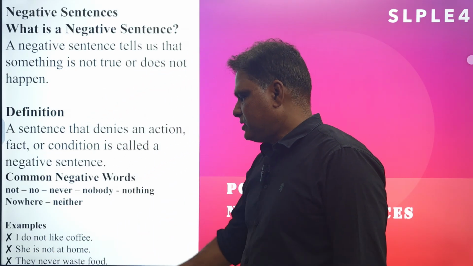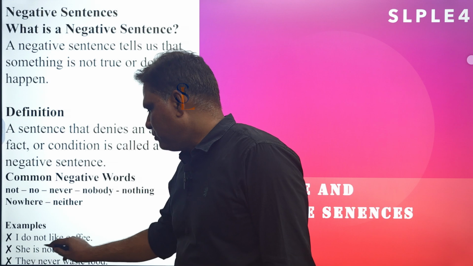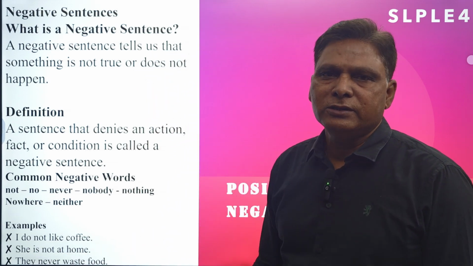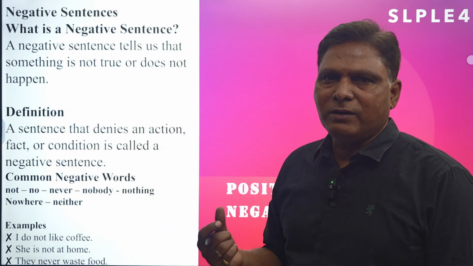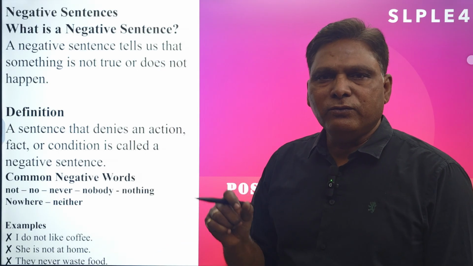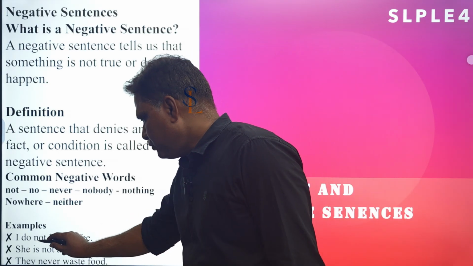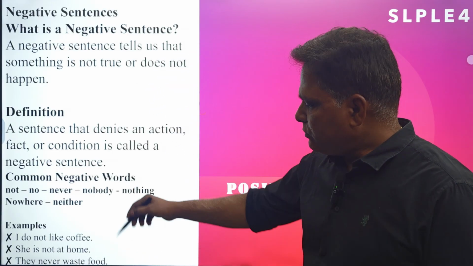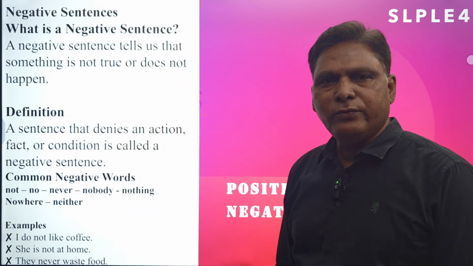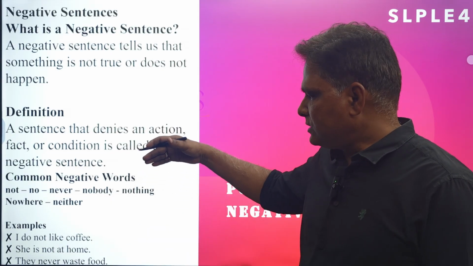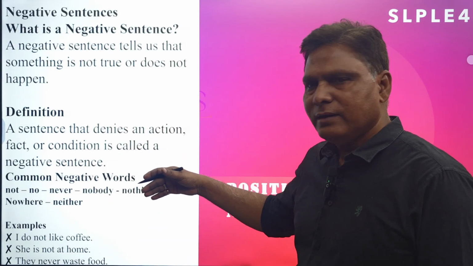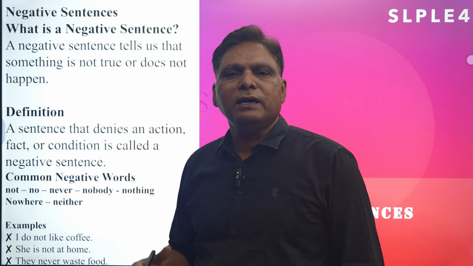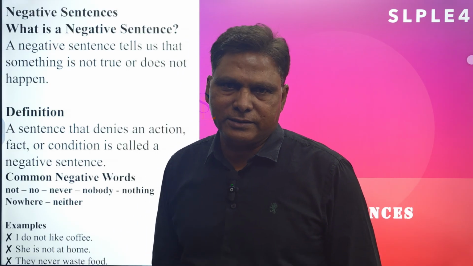Do not. She is not at home. When you remove not, it becomes positive. So, to make a sentence from positive to negative, you need words like do not, not, never. They never waste food. You remove the word never: they waste food. So here words like do not, never convert a positive sentence to a negative sentence.